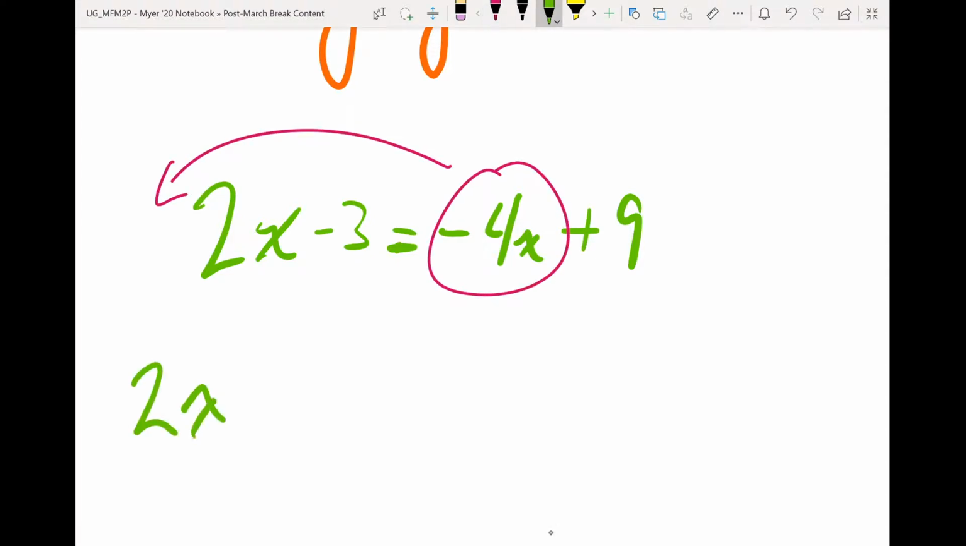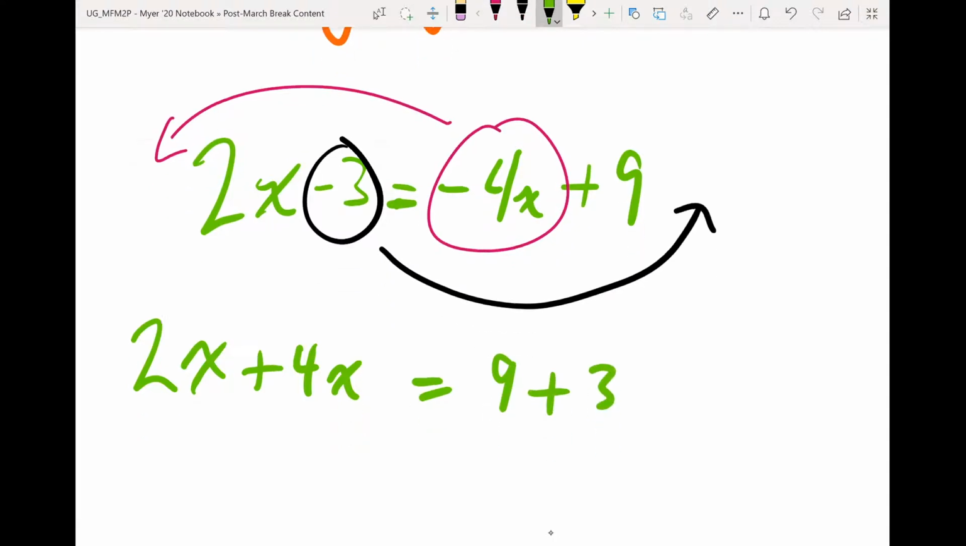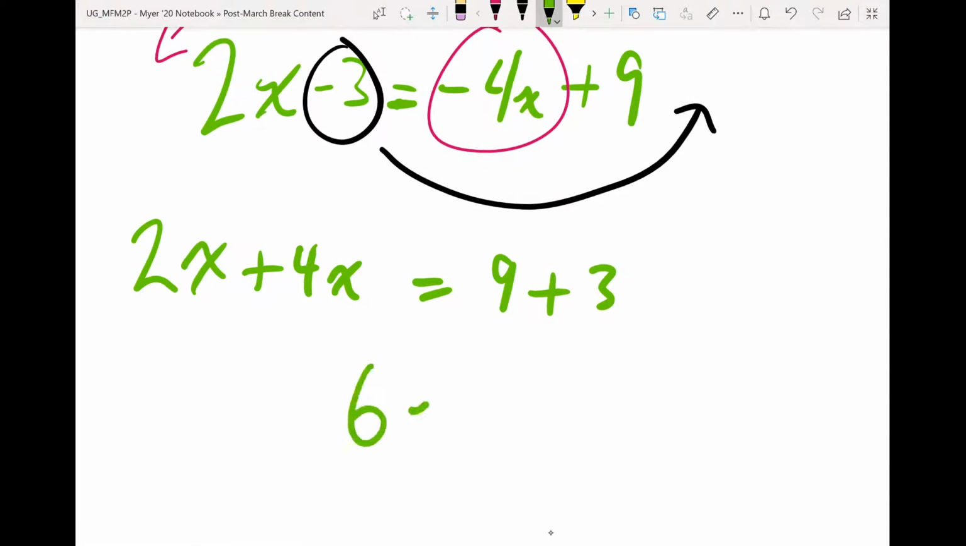So we would end up with 2x plus 4x. And I'm going to take this -3 and bring it over to that side. So +9 plus 3. And we can simplify that to get 6x equals 12.